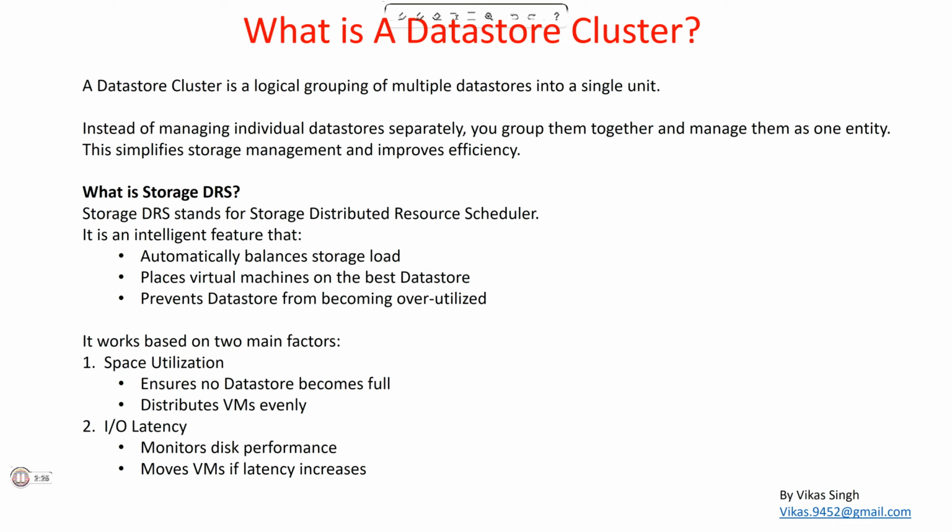Storage DRS works based on two key factors. The first one is space utilization, ensuring no datastore becomes full and distributing VMs evenly across all the datastores. The second one is I/O latency. It monitors disk performance across all your datastores, and if the latency increases, it migrates the virtual machine to another datastore to improve performance. This automation reduces manual effort and improves the efficiency of your overall infrastructure.